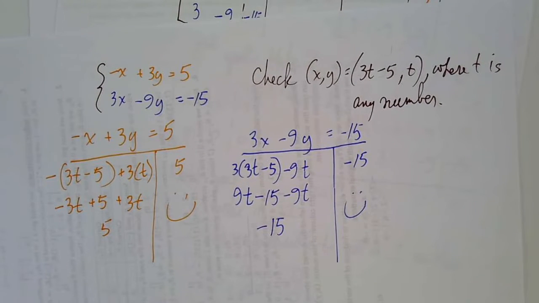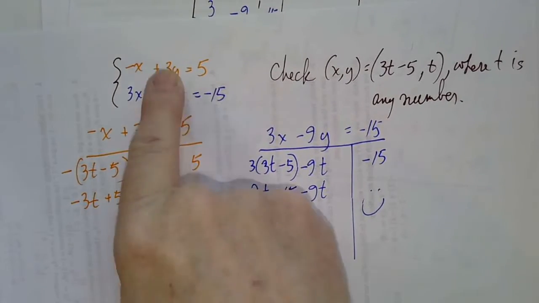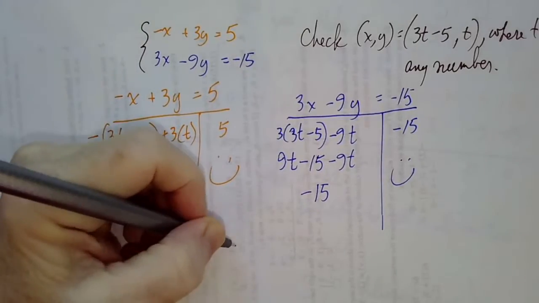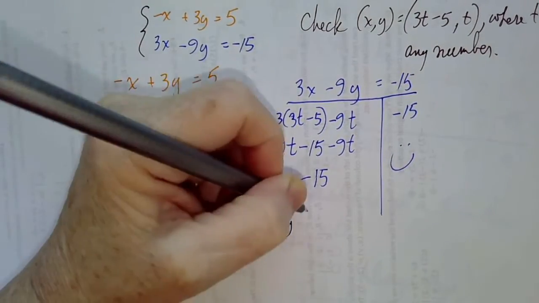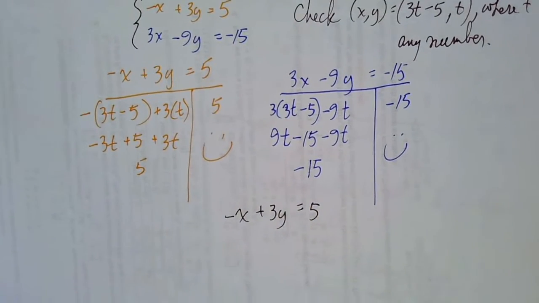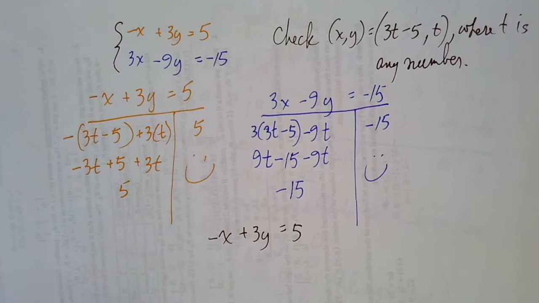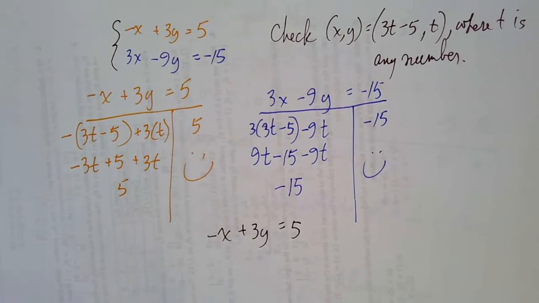But let's see what it really looks like. Let's see where that comes from. So let's take, it doesn't matter which one we choose. I'm going to choose the first one. I've got negative x plus 3y equals 5. When we're graphing lines, we usually solve for y and get x on the other side. Let's solve for x. Let's get y on the other side.